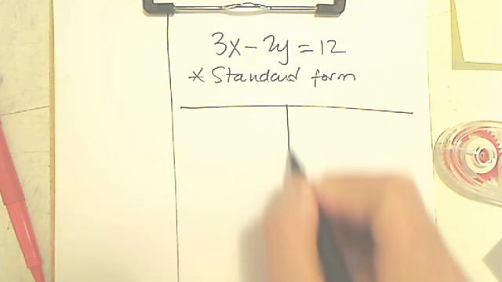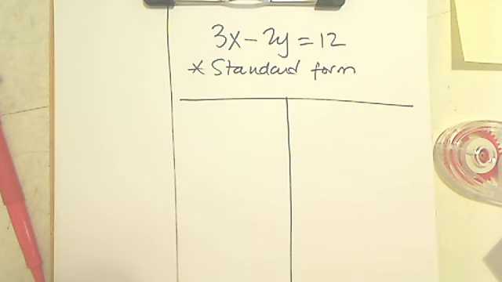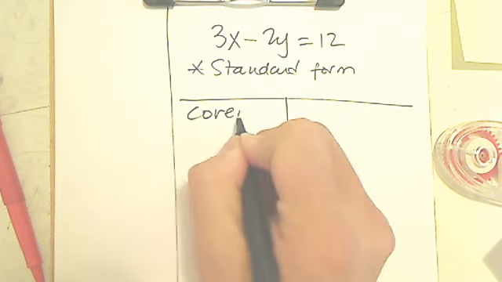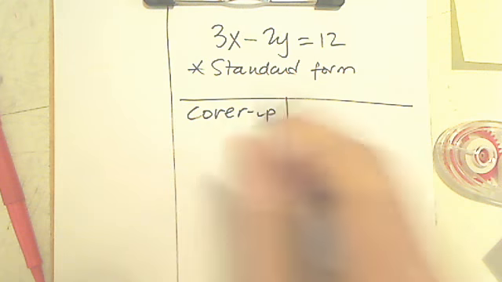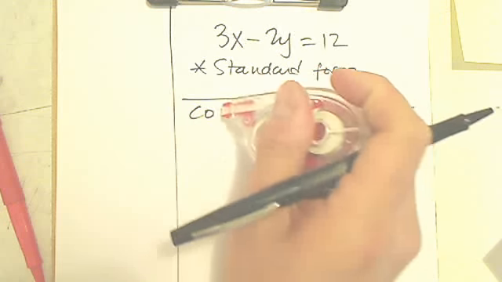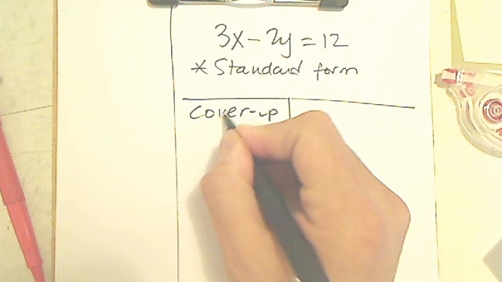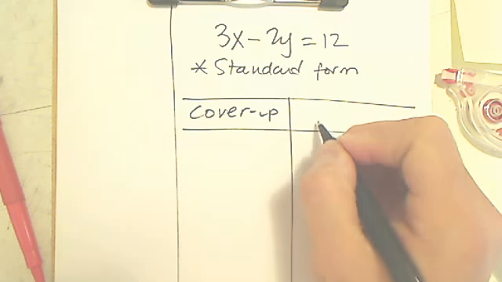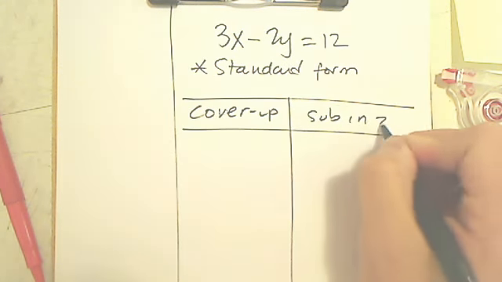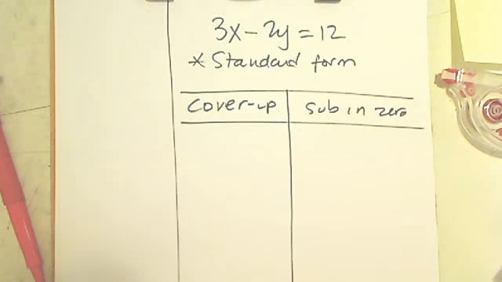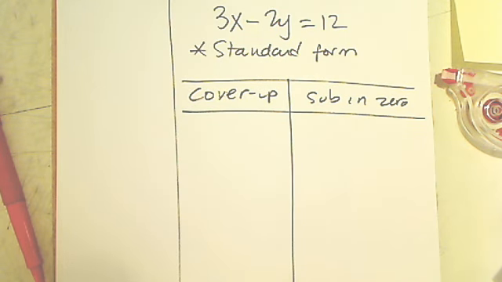I'm going to show you two ways to solve this problem. The first way is called the cover up, C-O-V-E-R. The second way is to substitute in 0. Will both ways work? Yes, depending on the situation and the equation.